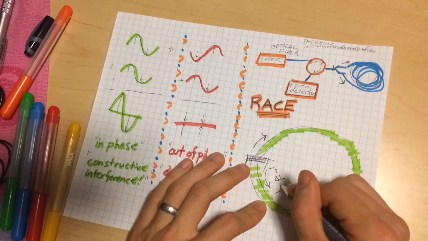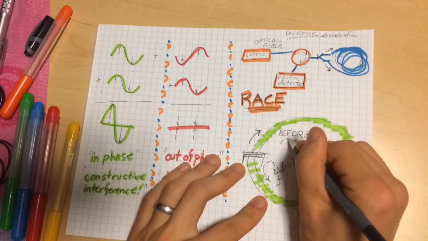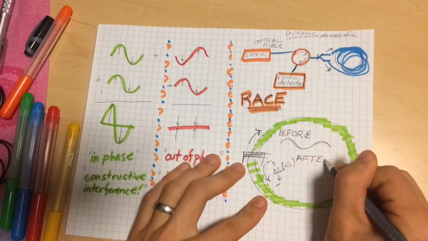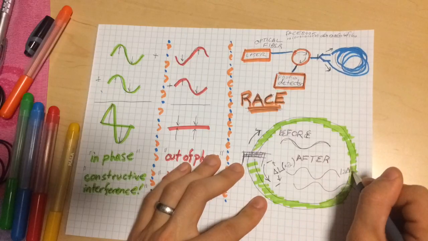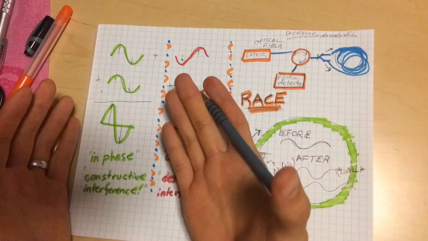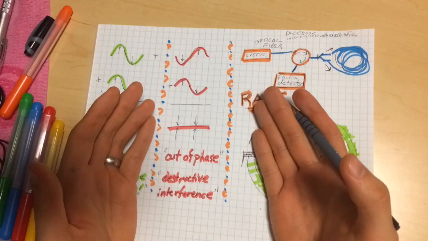So one light has to go delta L less and one light has to go delta L more. And so before, if they were perfectly in phase, afterwards they're shifted so that they might be out of phase or nearly out of phase. You can tell if it's in phase or not because if it's in phase, it's strong, and if it's out of phase, the signal's almost gone.